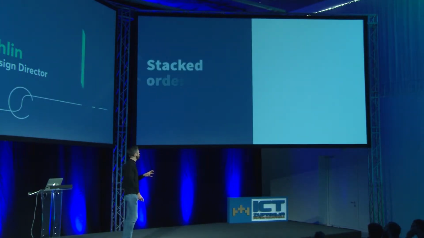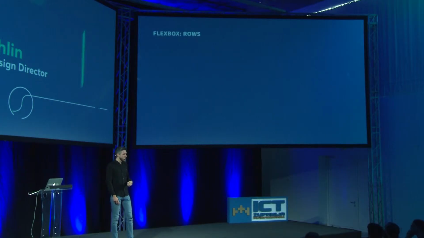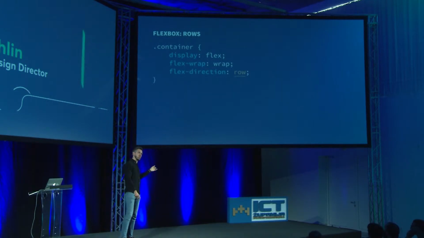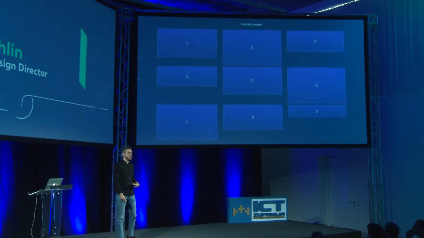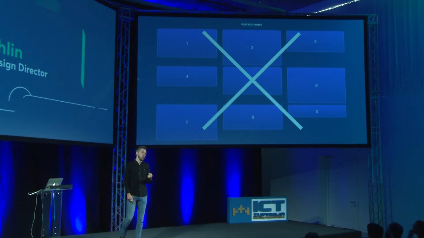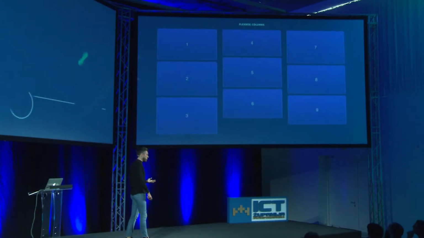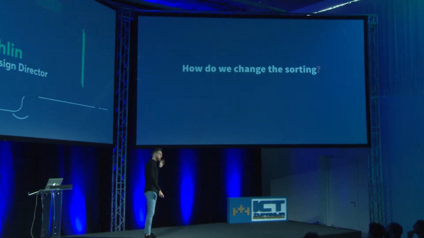One, it's stacked ordering. That's basically how we can reorder things dynamically. And one is Flexbox line breaks. So let's start with stacked ordering. Now, as we talked about, we can't really use rows. So this is not a viable starting point. But what we have to do is start with columns. So if we render things as columns, again, they run from top to bottom.